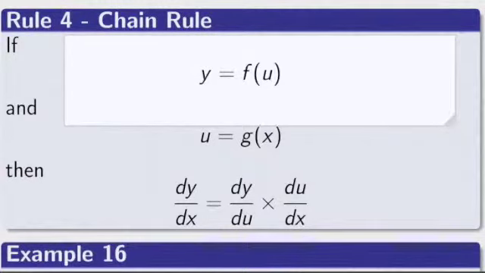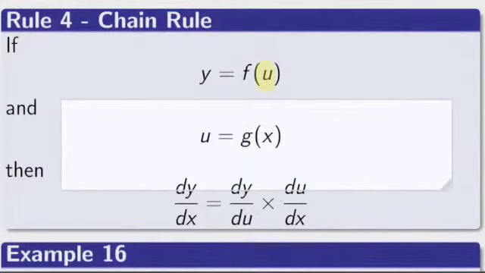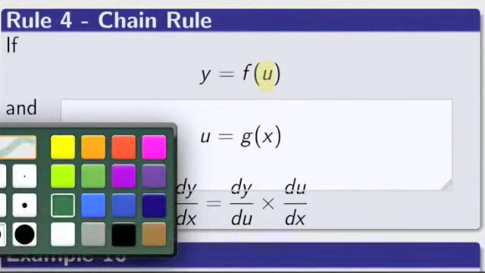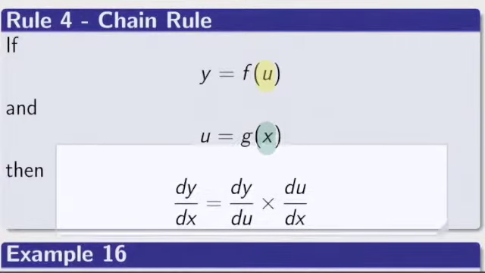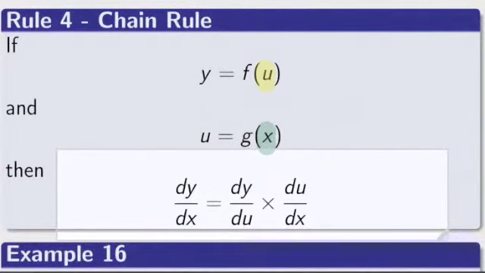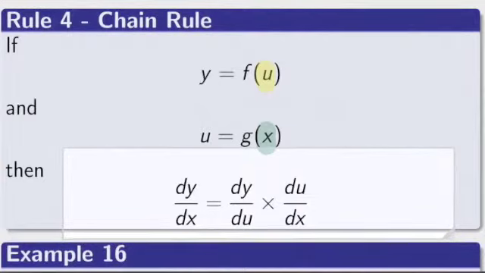Rule number 4. Say y is a function of u, and u, let's say it is a function of x. So y is a function of u and u is a function of x. Then we can compute dy dx according to the chain rule. Dy dx is equal to dy du times du dx.